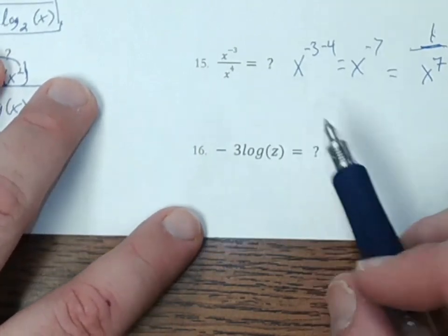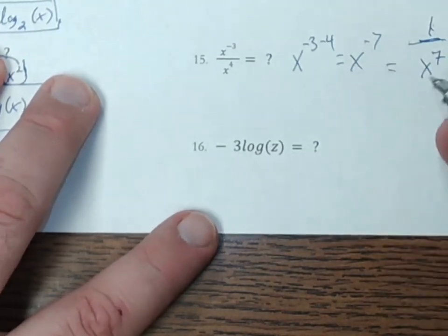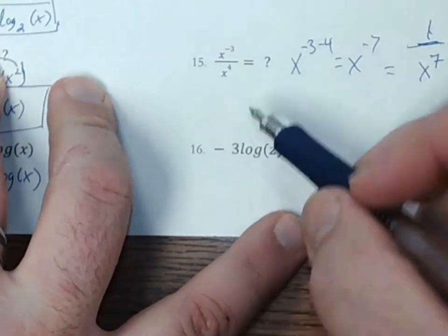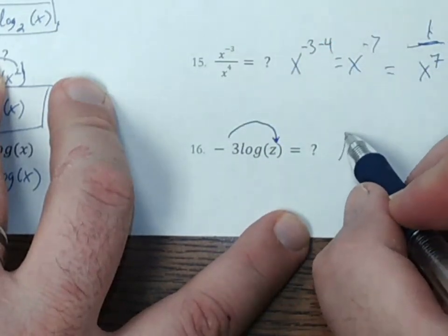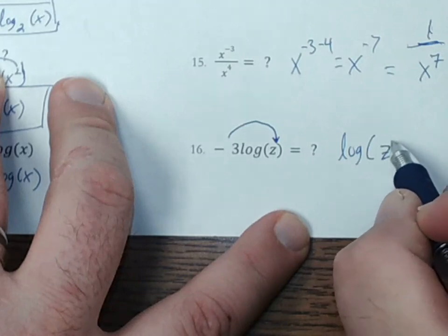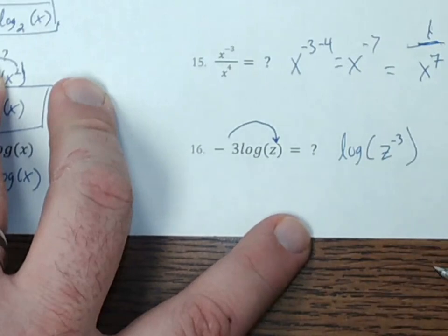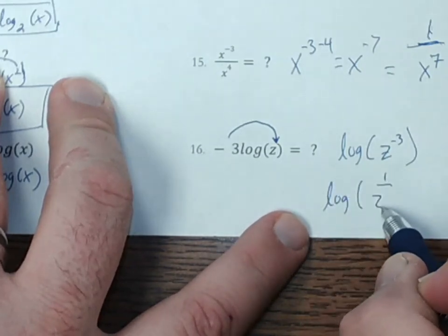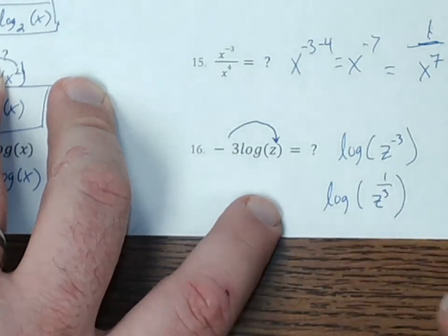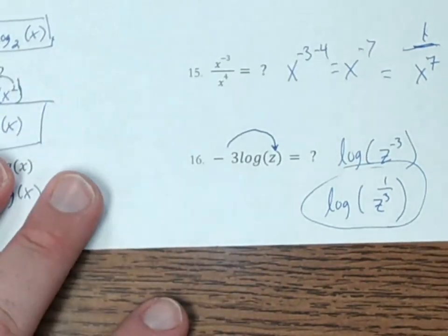Let's see. And then lastly, we have number 16. So we've got negative 3 times the log of z. We certainly have a log property that says we can move this negative 3 inside the parentheses and make it an exponent. So the log of z to the negative 3. But also, if you recall from our previous problem, we don't like negative exponents. So we can make this not a negative exponent by making it a fraction. So we'll go 1 over z cubed. So the log of 1 over z cubed. I'm not saying English right.